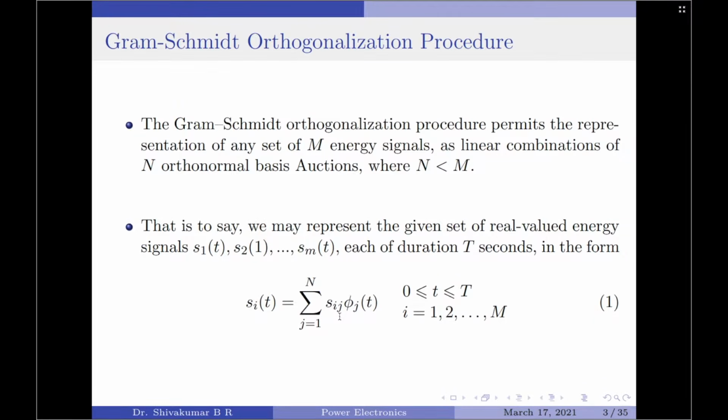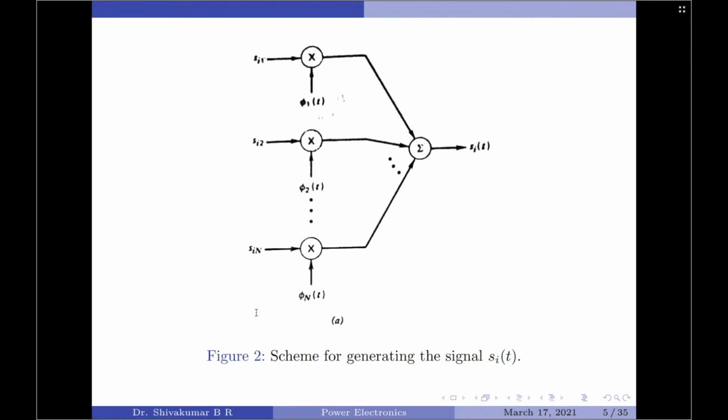Coming back to equation 1, if we set the coefficients Sij for j varying from 1 to capital N as inputs to a system, then it is possible to create the input signal Si of t using the scheme that is shown in the diagram 2 here. That is, each of the coefficient forms an input to the branch of this system and each coefficient is multiplied by one of the basis function. That is, Si1 is multiplied by phi 1 of t, Si2 is multiplied by phi 2 of t and so on.